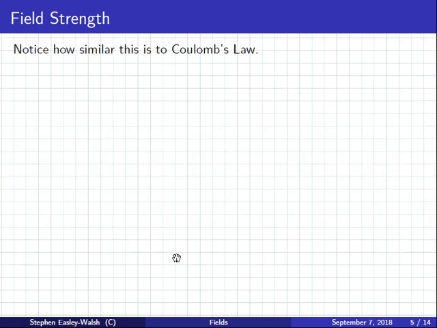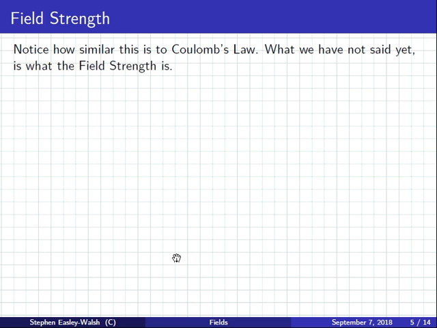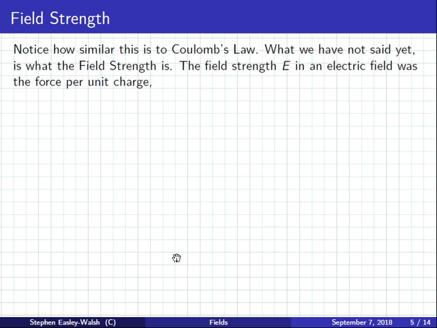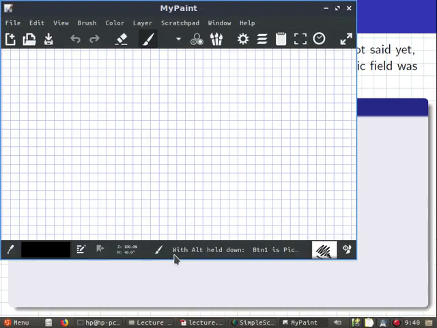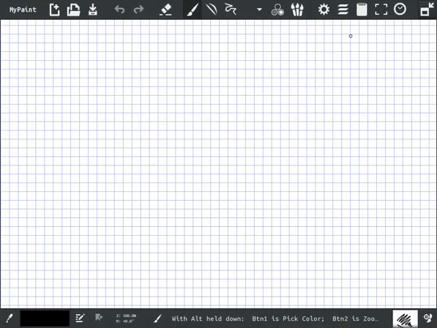Now, notice how similar this is to Coulomb's law. We've not said yet what the field strength is. So remember, the field strength in an electric field was the force per unit charge. So let's think about this. Let's try and draw a comparison. We said earlier that the electric field strength is F over Q. The electric field strength is the force divided by the charge, Q.